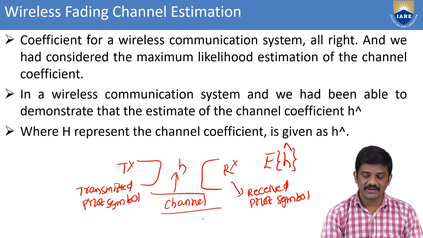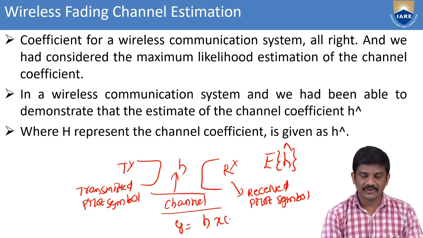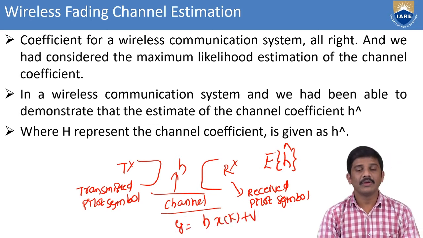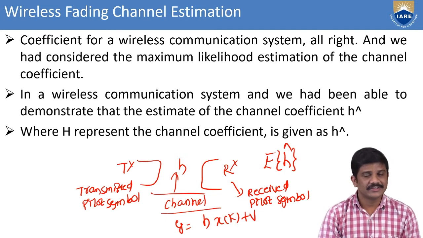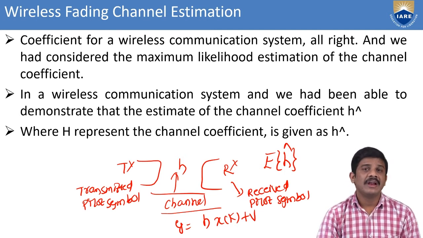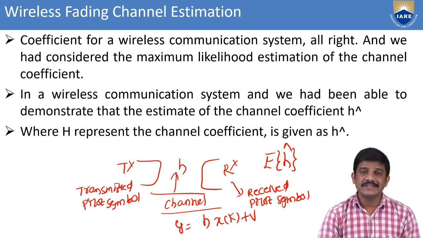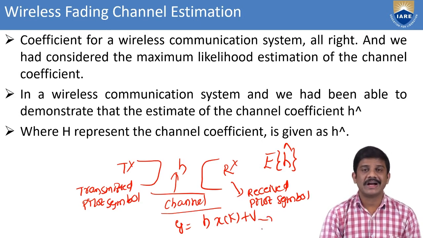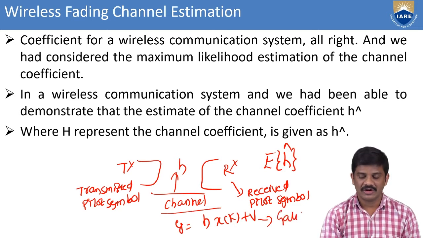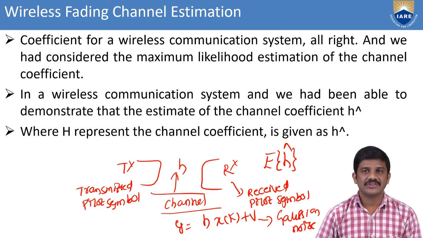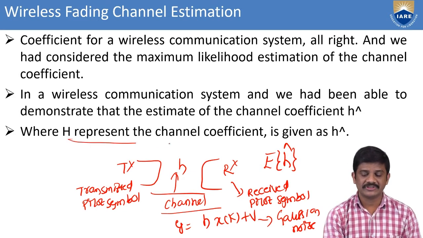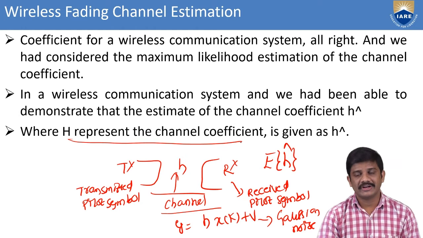Okay, here we can write y equals h x of k plus v. Here h is the channel coefficient, x of k is the transmitted pilot symbols, y is the output pilot symbol or observation parameter, and v is the Gaussian noise. h represents the channel coefficient, and we can also take its estimation, that is h hat.